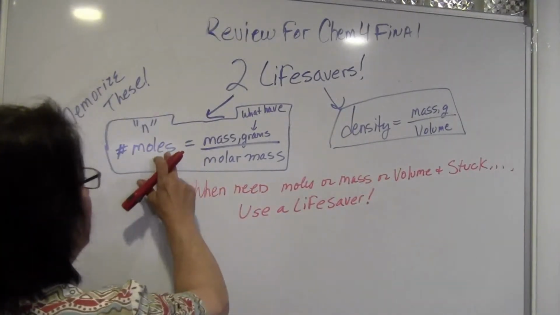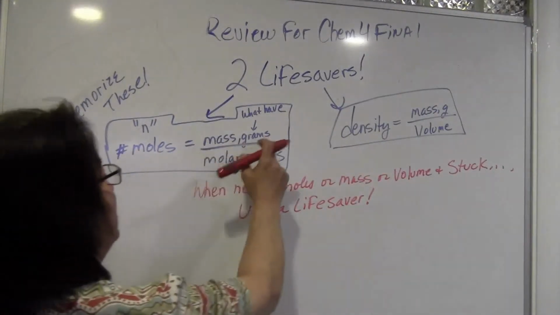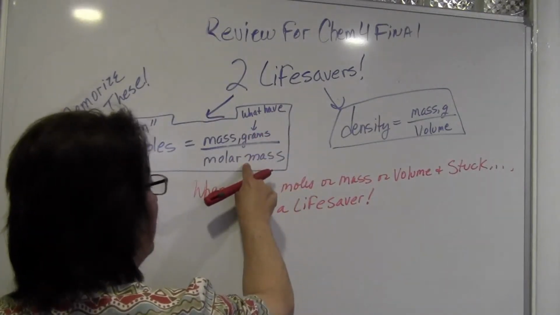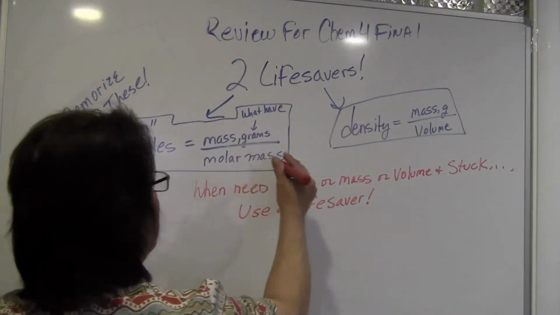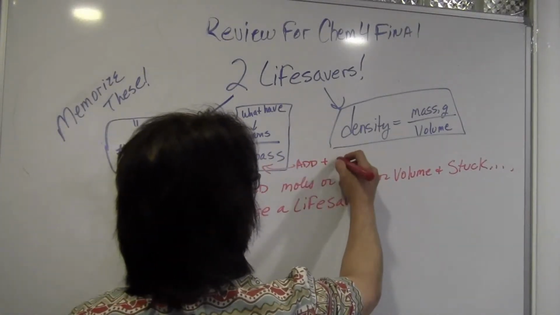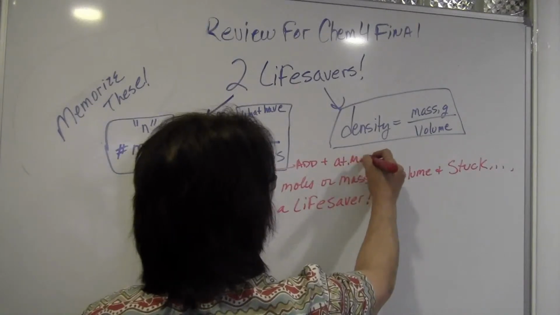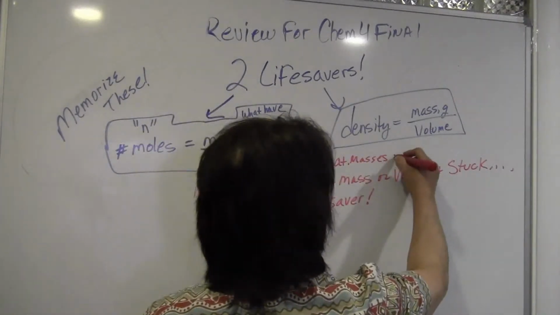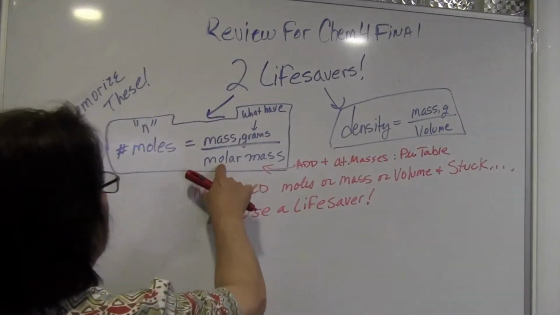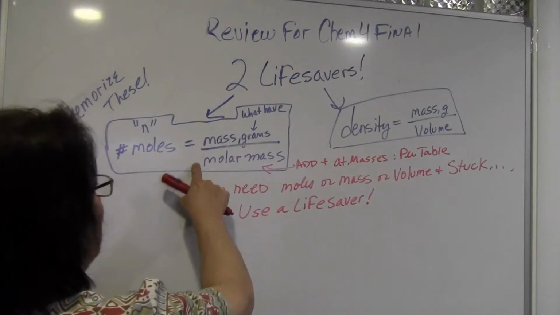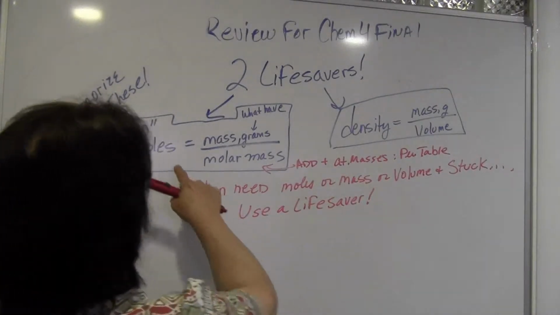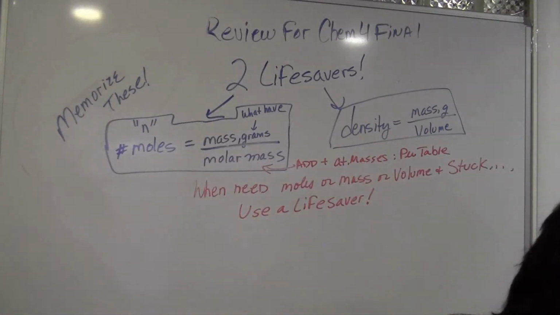Equation number 1. To figure out moles of a compound, take the mass or the weight of the compound you have and divide it by the molar mass. The molar mass we get from adding up all of the atomic masses from the periodic table. We'll do that in a problem coming up soon. Moles equals mass over molar mass. If you're stuck and you need mass, or you have moles and you need mass, this is your lifesaver. Now we can rearrange that formula.